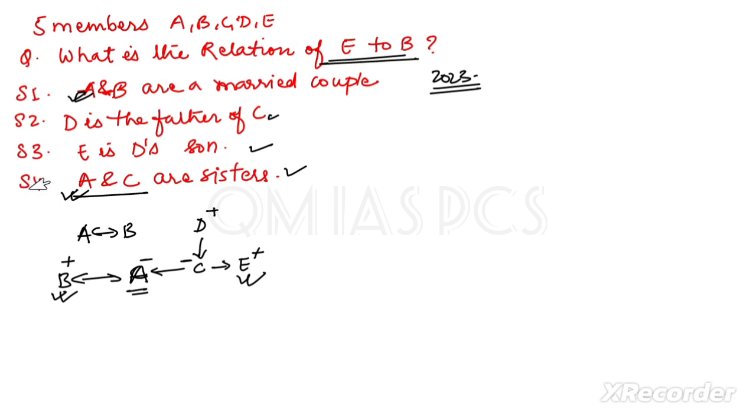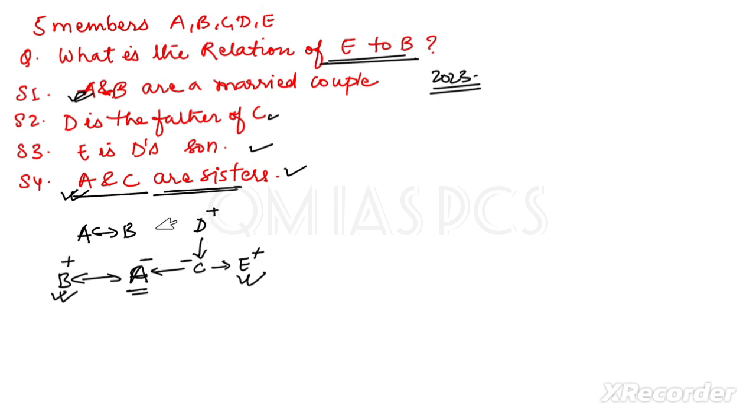Options are given. The first option says if you remove the fourth statement, are you getting the answer or not? If you remove this one, A and C, then how can you say what the gender of B is? We can't know that one. That's why option A is not correct. The second option says if you remove the second statement, D is the father of C. If you remove the relation of this one, how can you connect these dots?